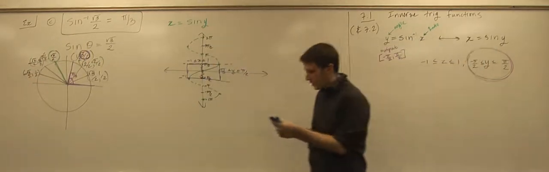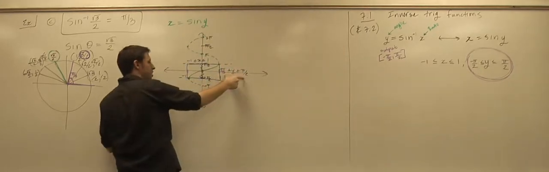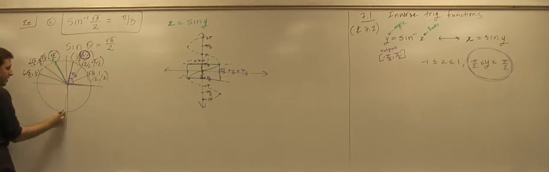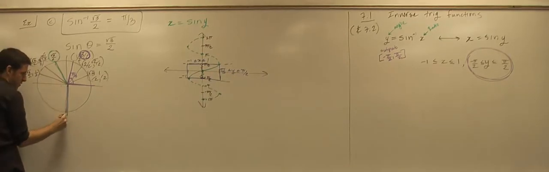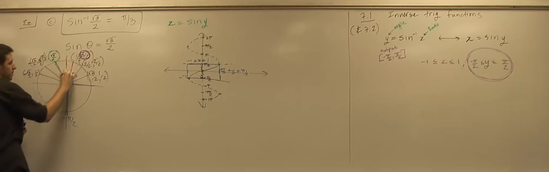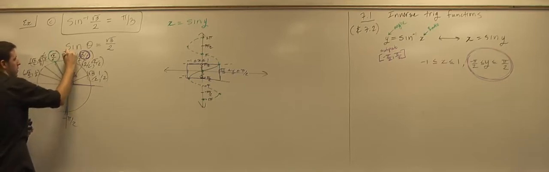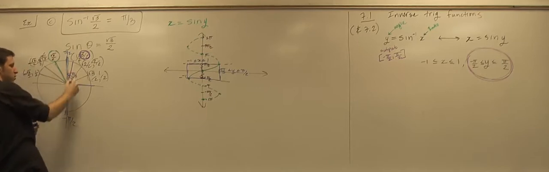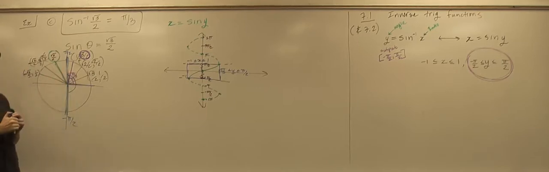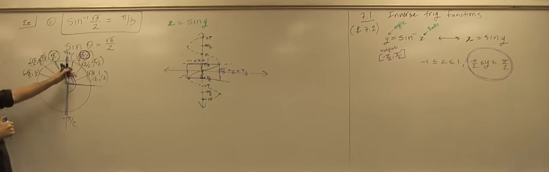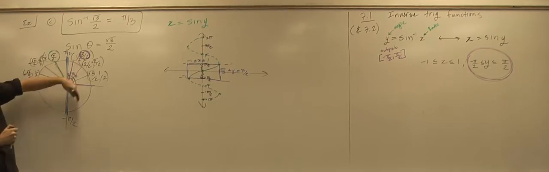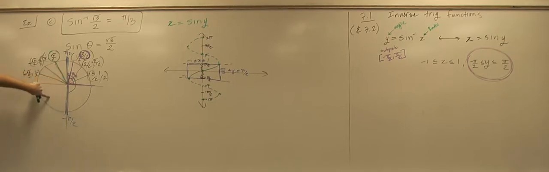More specifically, for sine inverse, the angles always have to stay between negative pi over 2 and pi over 2. Here's negative pi over 2. Here's positive pi over 2. Between those means you have to stay in this portion of the unit circle. Once I pass that pi over 2 marker, it can't be an answer to a sine inverse question. And if I go in the negative direction past negative pi over 2, that doesn't work either.